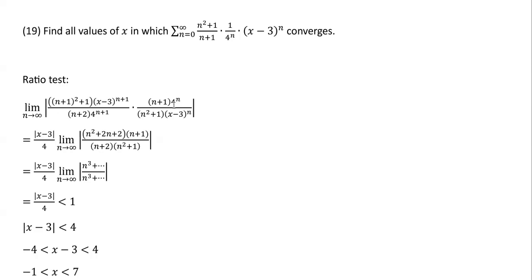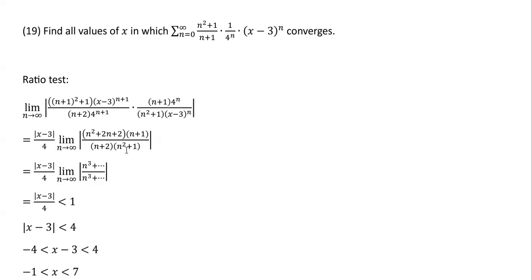Okay, similarly, 4 to the n divided by 4 to the n plus 1. Subtract the powers. You have 4 to the minus 1 power, so 1/4. We can pull that out in front. That's a constant for sure. So what's left? We have this n squared plus 2n plus 1 plus another one, so n squared plus 2n plus 2. We have n plus 1, and then n plus 2 on the bottom, and n squared plus 1.